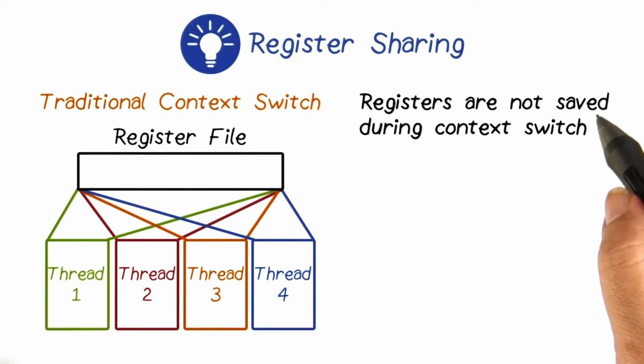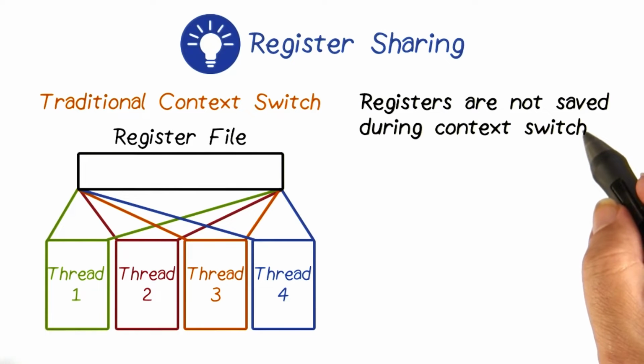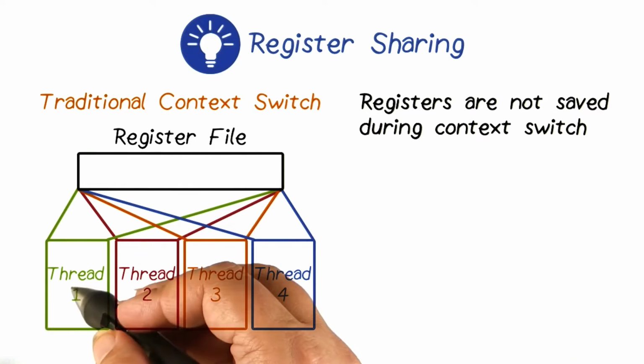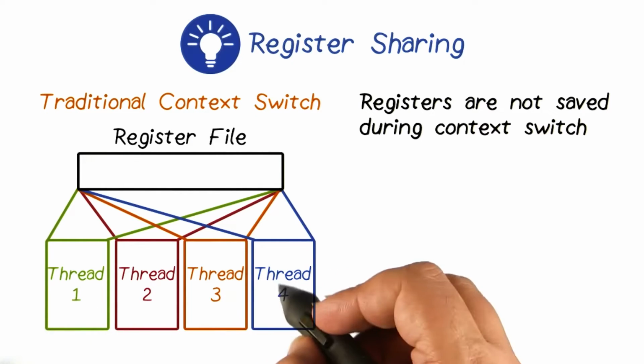So how will this solution work? The registers are disjointed and therefore they are not saved across the context switch, and there is no need to save them because thread 2 will only operate on a set of registers that really don't belong to thread 1 or thread 3 or thread 4.